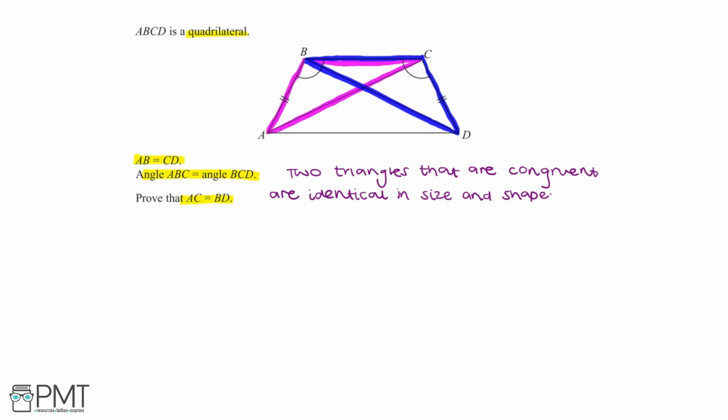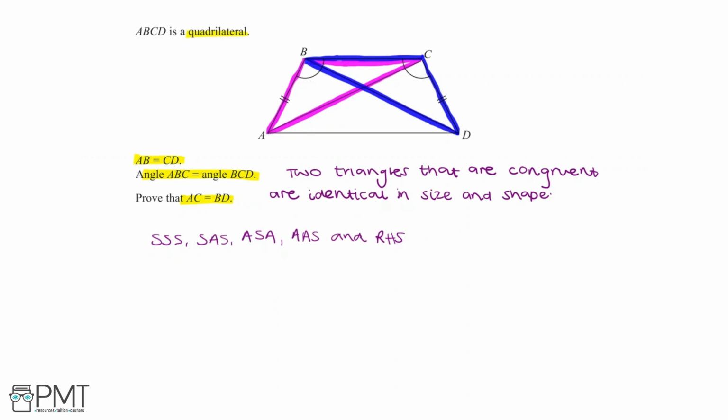Now we need to take a look at how we can prove that two triangles are congruent, and there are 5 main ways we can do this. We have 5 different abbreviations that we need to know about. We have SSS, SAS, ASA, AAS, and finally we have RHS. So what do these mean?